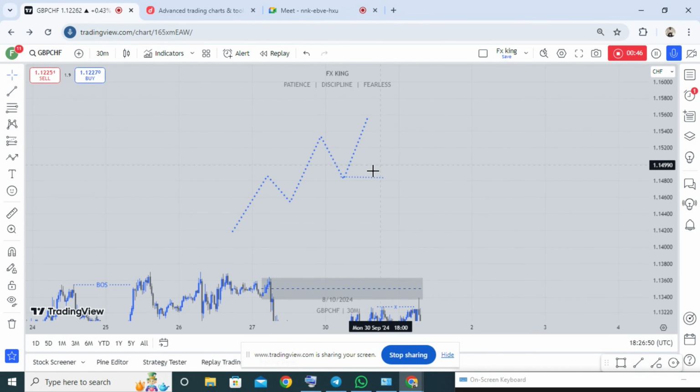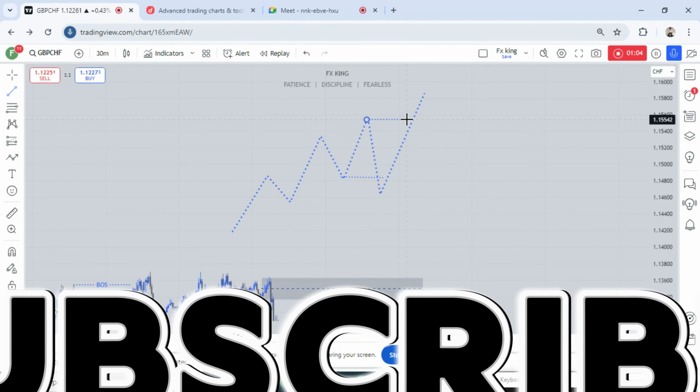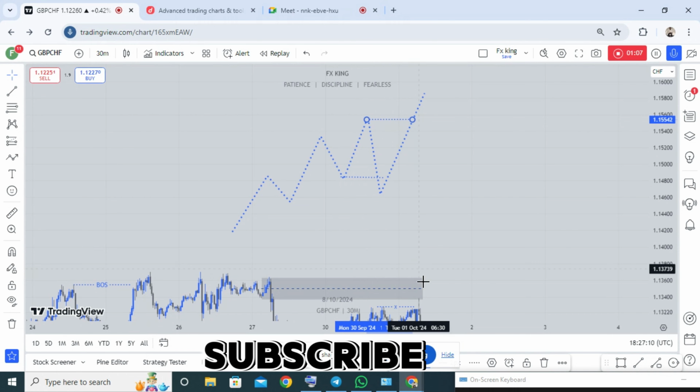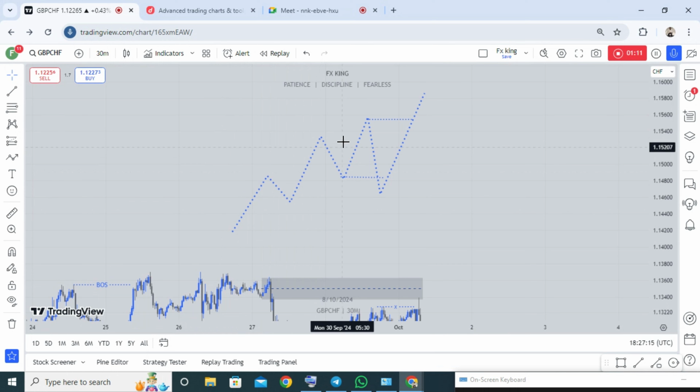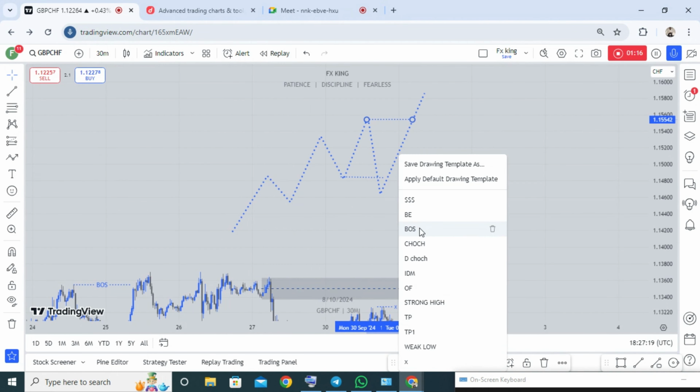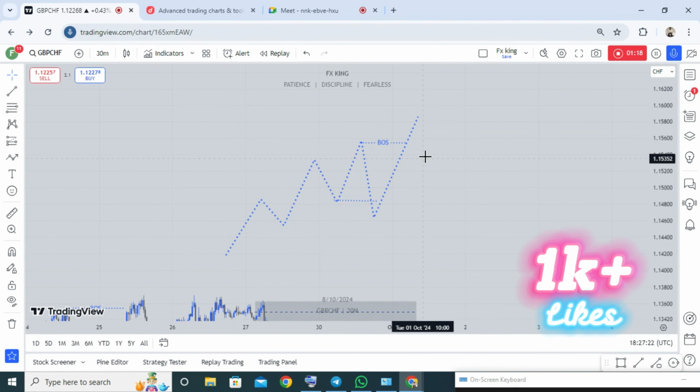So if you are looking to use this inducement to mark maybe your valid break of structure, what you need to do now is wait for the market to push down, take out the inducement, then give us a valid break of structure. In this case, this becomes a valid break of structure at this point. That's a BOS, right? Yes, this is a BOS at this time.